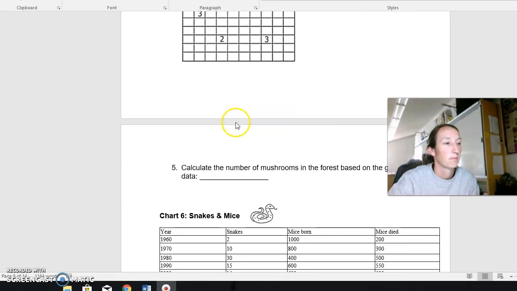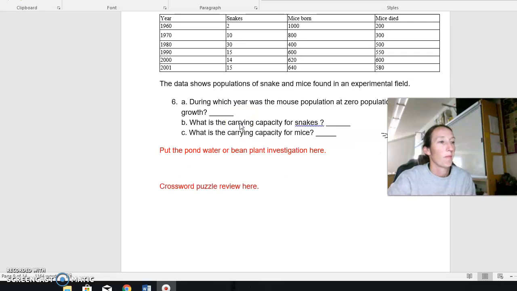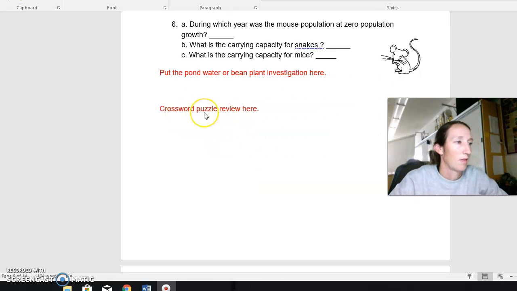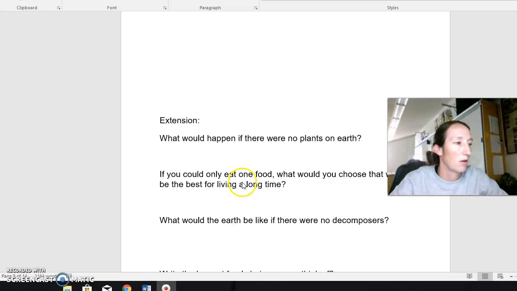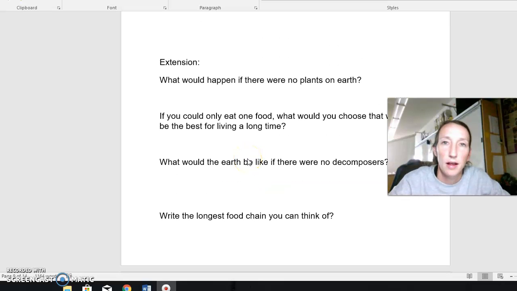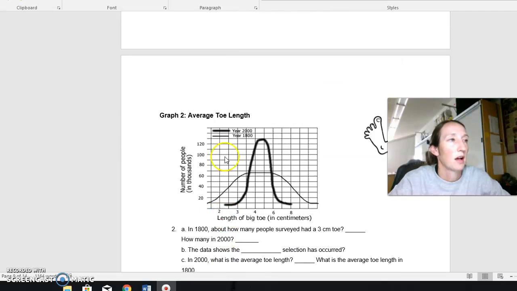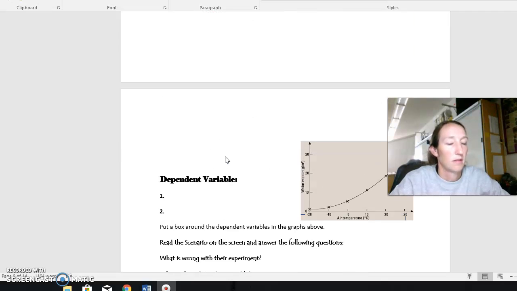Okay? All right. You got to just keep working through these data tables, and if you get hung up on something, let me know. And then here's that crossword review. And so I think we're probably good to go. Then this extension is extra credit if you decide to do it. But if you get hung up on something, let me know. But that sums it all up. All right. Good luck.